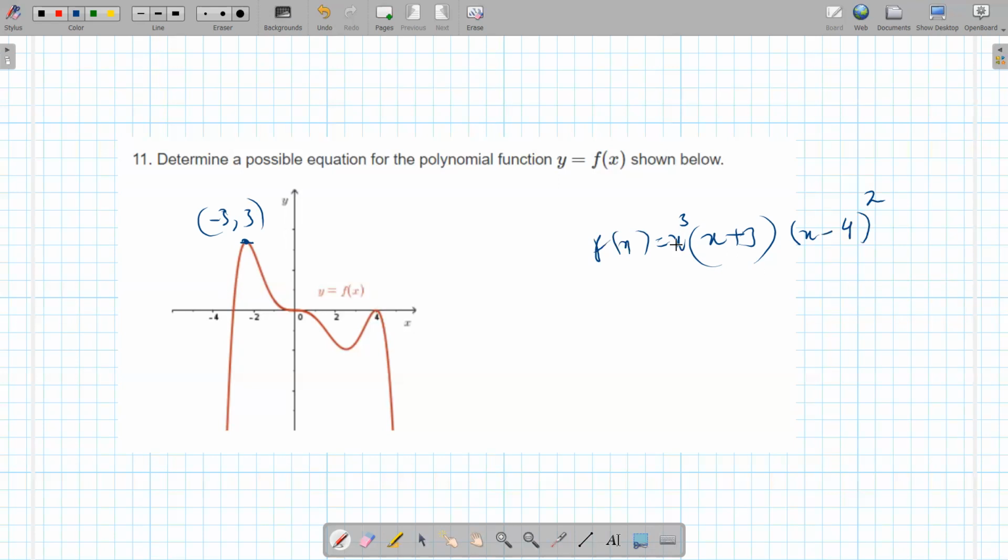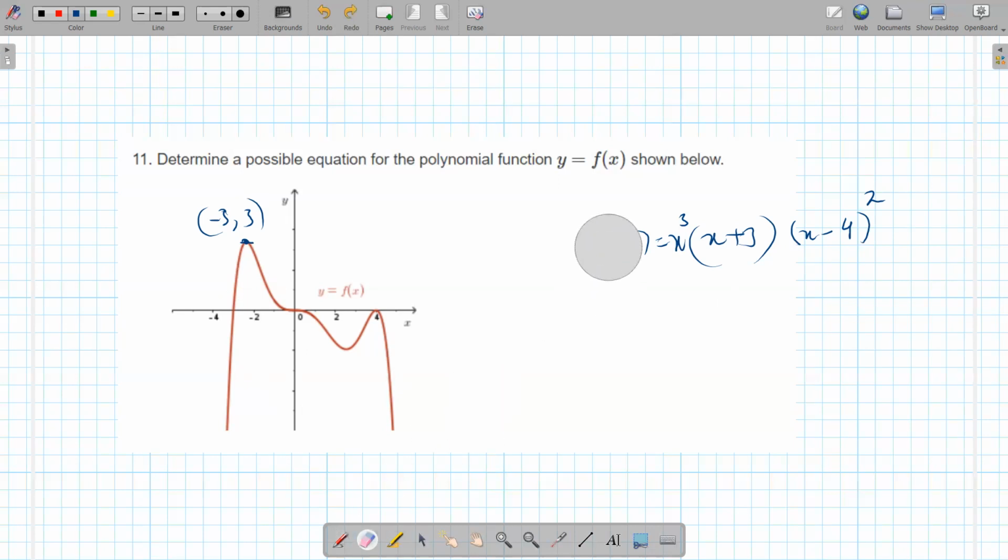This is a positive degree 6 polynomial, right? Oh, it has to be negative. Yeah, so just put a negative sign there. Okay, yeah, I was about to say that. That is the answer to this question. But now we're going to find out exactly what the coefficient is, using this point.